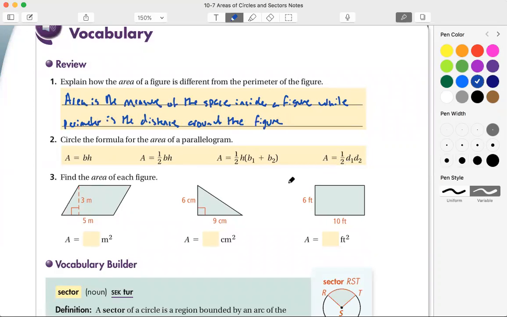So circle the formula for a parallelogram. A equals base times the height. All right, so this is a parallelogram. A equals base times the height. 3 times 5 is 15. This is 1/2 base times the height, which is 27. And this is base times the height, which is going to be 60.